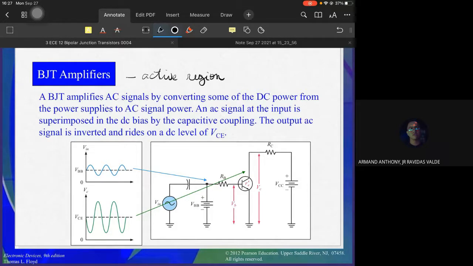A BJT amplifies AC signal by converting some of the DC power from the power supplies to AC signal power. An AC signal at the input is superimposed on the DC bias by the capacitive coupling, and the output AC signal is inverted and rides on a DC level of VCE.